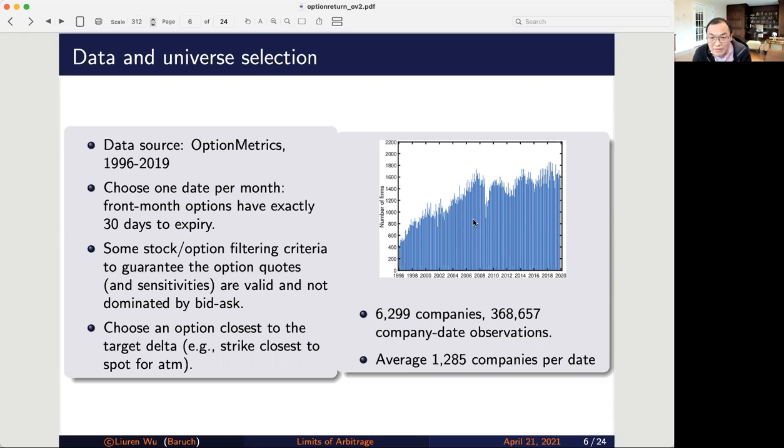I normally like to draw a graph to see how big my universe is. The average is over 1,000 companies, a little bit smaller in the beginning, right? 500 companies in the beginning. So that's the universe. The analysis is mainly cross-sectional, so the size of the cross-sectional universe is sort of useful here.